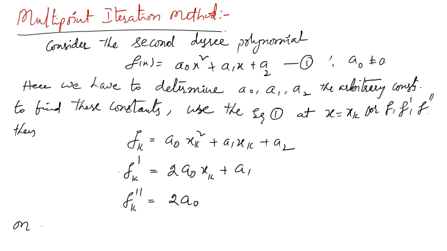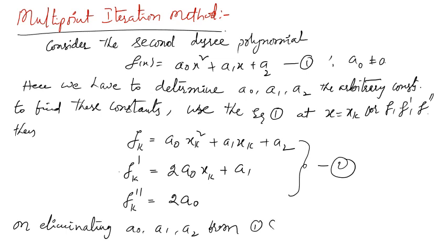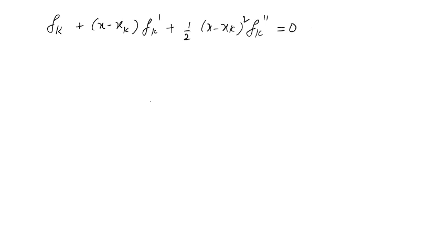Now, on eliminating a naught, a1, a2 from these, from 1 and 2, we obtain the expression, same as in Chebyshev method: x minus xk times fk dash plus 1 by 2 factorial x minus xk whole square fk double dash. This is nothing but the Taylor series expansion of f of x about x equal to xk. This is equation 3, as usual the process in Chebyshev method.